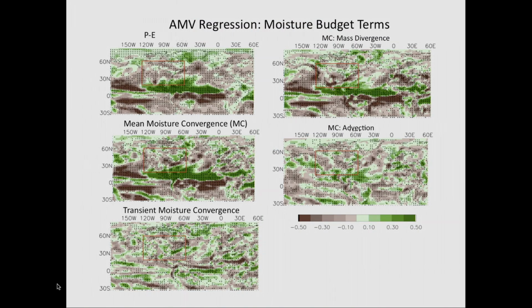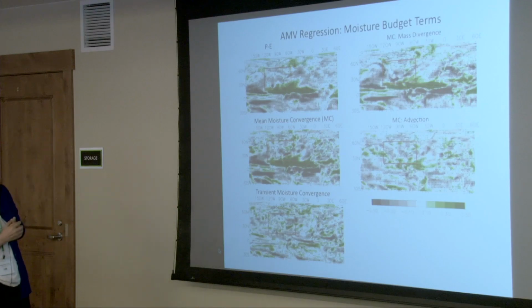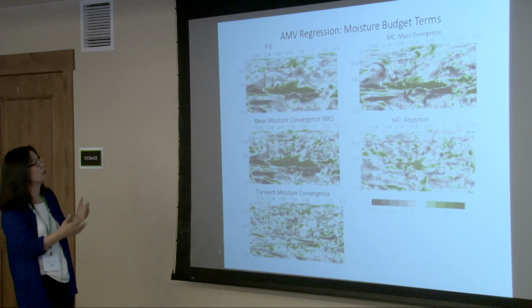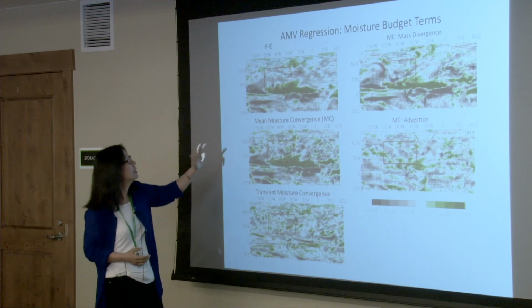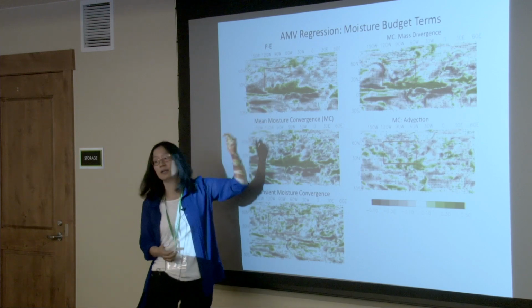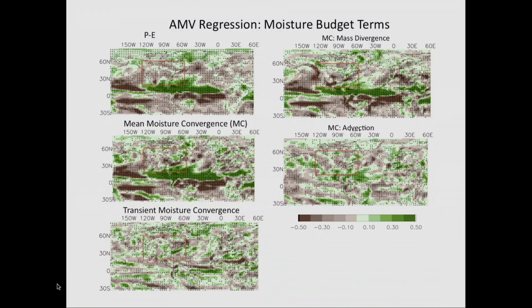So if we look at the AMV regression to the moisture budget terms and the P minus E, as you can see, I put a red rectangle to show you the region we're looking at. It shows the domain from 30 south to north, and for the Atlantic domain, including, say, the Sahel as well. And what's showing up here is P minus E is showing dry, just like precipitation.